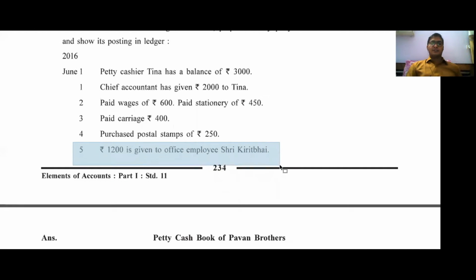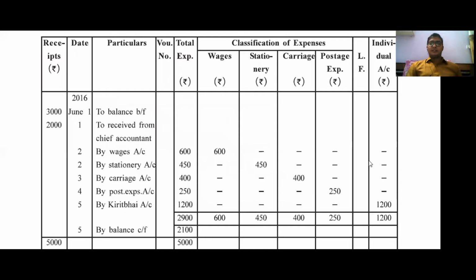And last, 1200 is given to office employee Shri Kirit Bhai. So in the Kirit Bhai account, meaning the individual account, 1200, and in the total expense column 1200, Kirit Bhai.